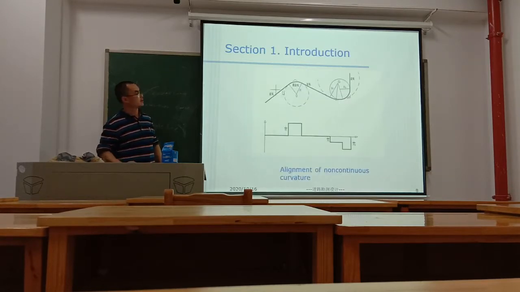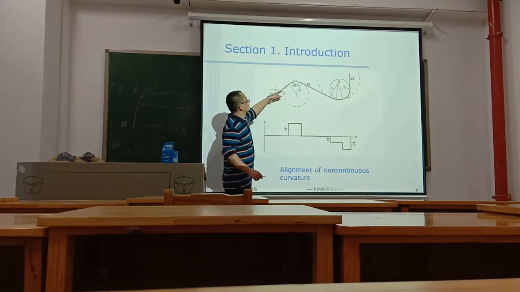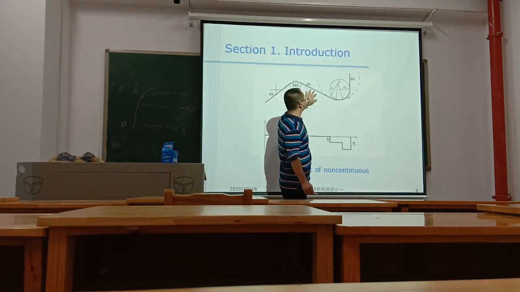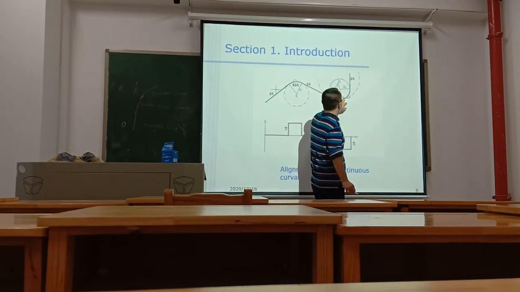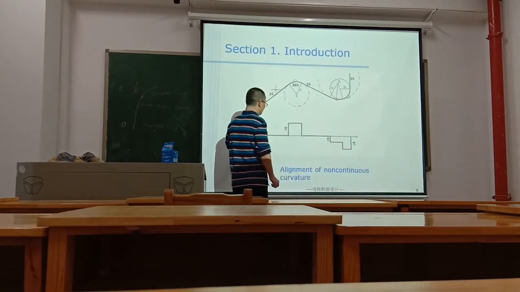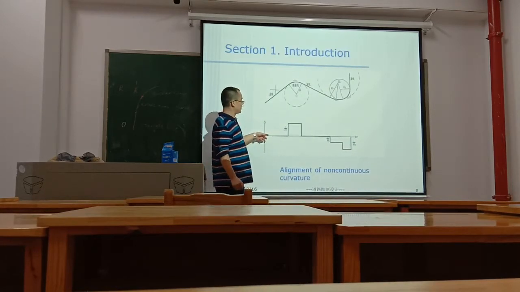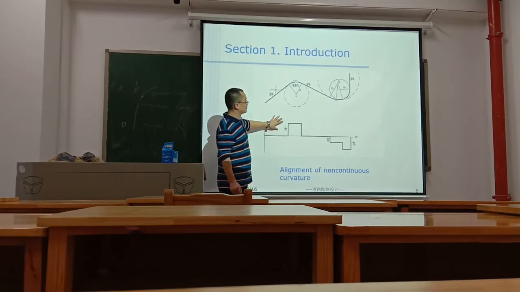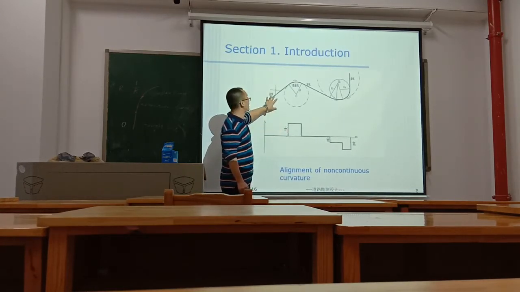This is a straight line. This is a circular curve. This is the corresponding curvature of every element. Straight line is zero.